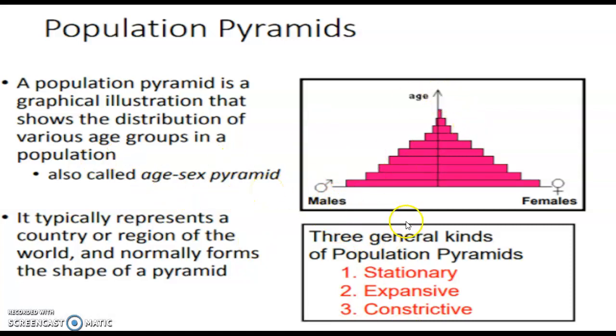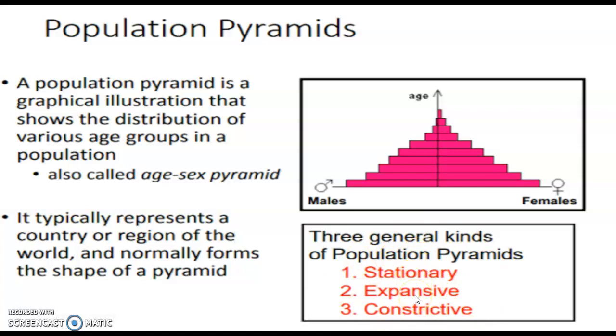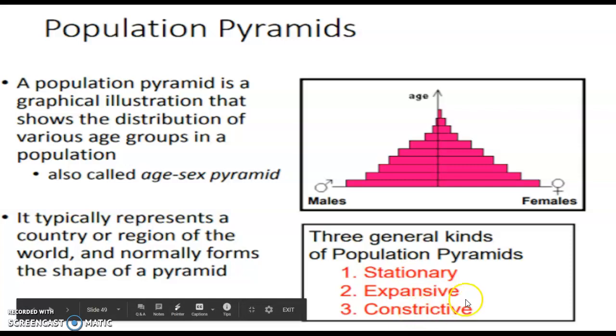It typically represents a country or region of the world and normally forms the shape of a pyramid. So this is an example, we'll see some more, but there's three different types I want to talk about. One is stationary, one is expansive, and one is constrictive. Just based off of these words alone, you should be thinking stationary is probably staying the same, expansive is probably growing, and constrictive is probably decreasing.